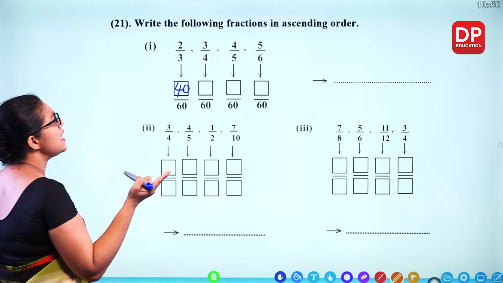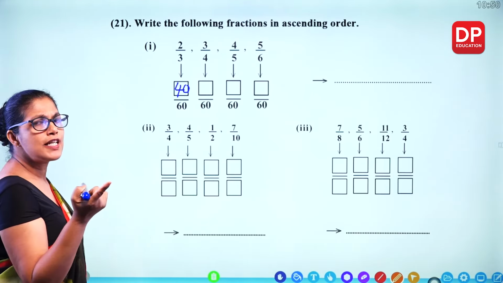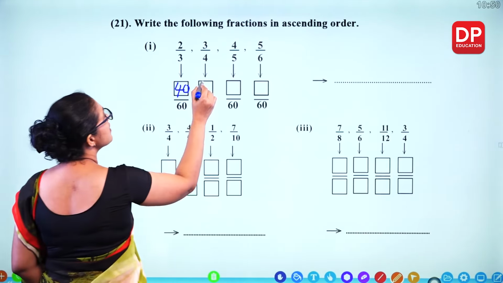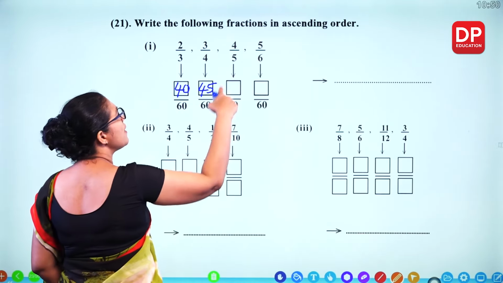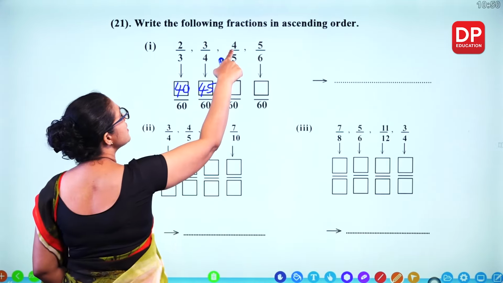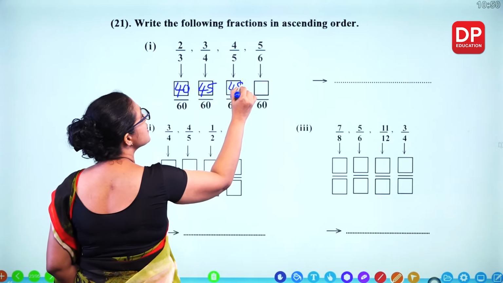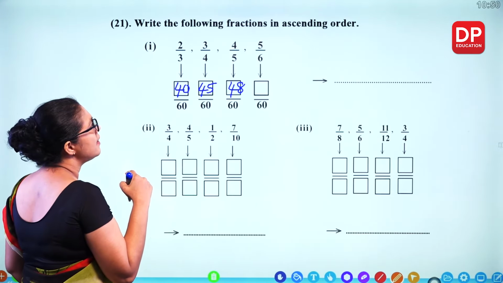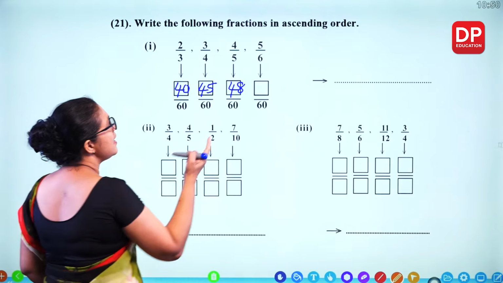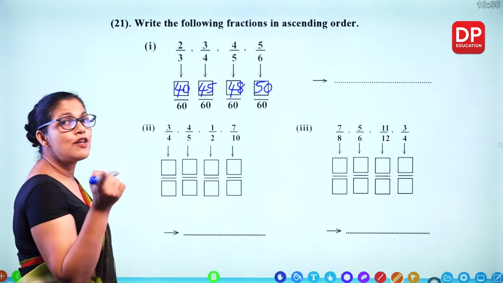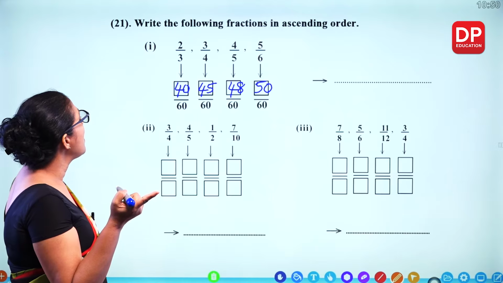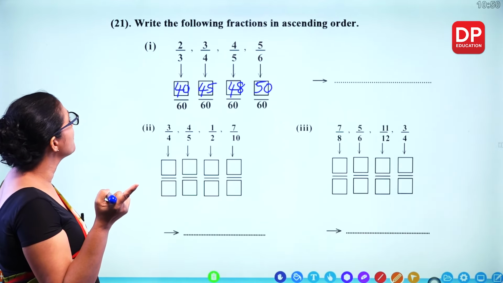4 times 15 is 60. 15 times 3, you get 45. 5 into 12 is 60. 12 times 4, 48. And here 6 into 10 is 60. 10 times 5, 50. Now with the same denominator, you can find out the smallest one.